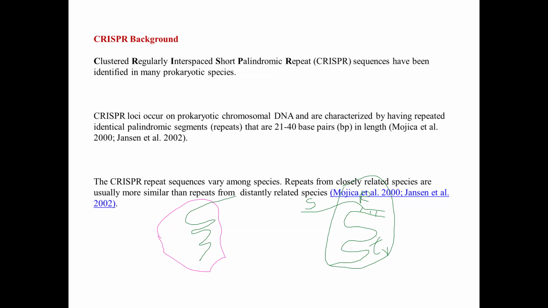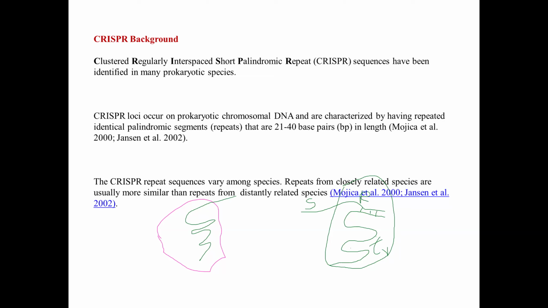Basically in certain prokaryotic chromosomal DNA, like a bacterial chromosome, you can find a locus, a region, in which you can see these repeat sequences. The repeats can stretch from 20 to 40 base pairs in length. And between those repeats, you have spacers. These spacers can be anywhere from 20 to 55 base pairs.